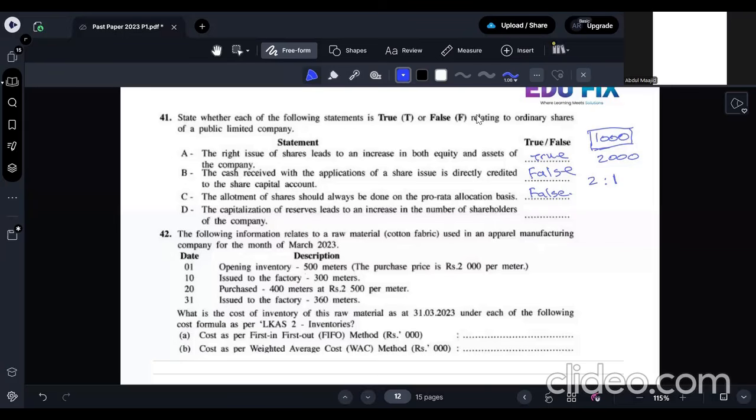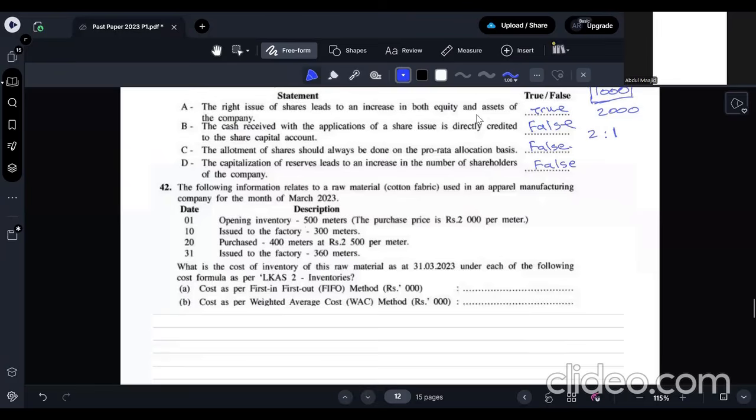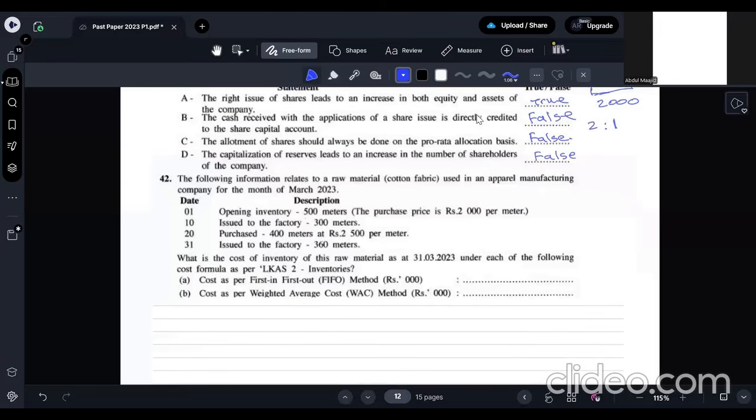Then D. The capitalization of reserve lead to an increase in number of shareholders. No. Capitalization of reserve means you're giving free shares to the existing shareholders. So the number of shareholders won't increase, that is false. Then 42. The following information relates to raw material used in apparel manufacturing business. Cost. They are asking the cost as per the closing raw material, right? Closing raw material as per the FIFO method as well as the WAC method. So first of all, FIFO.